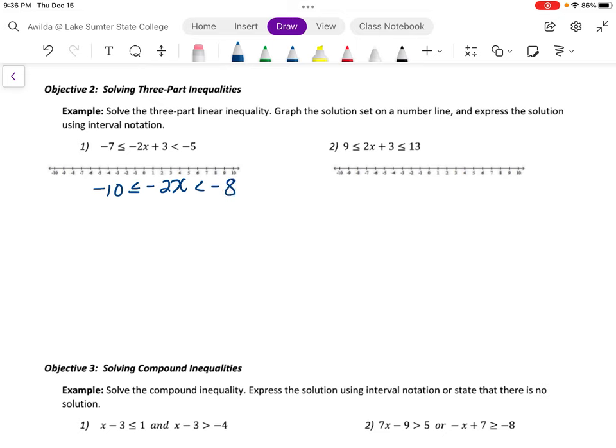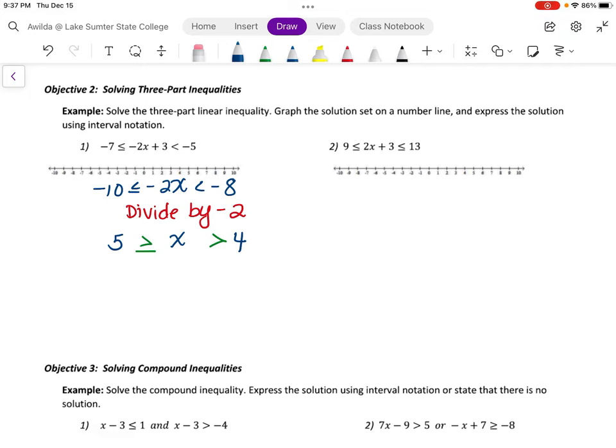Notice that the inequality symbols remain completely unchanged. Next, I'm going to divide by -2 to isolate x. I'm going to write this to remind myself that because I am dividing by a negative number, I must reverse the direction of the two inequality symbols. Dividing by -2, I'll get -10 divided by -2 gives us a +5 on the left. We'll have 1x in the center, and then -8 divided by -2 will give us a +4.